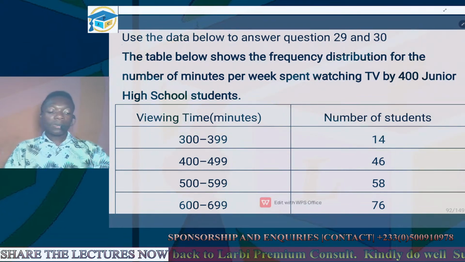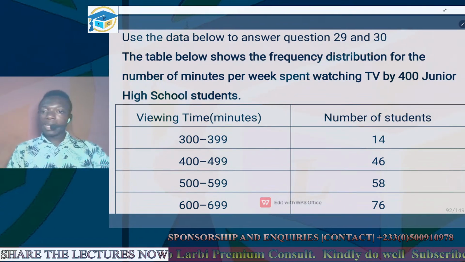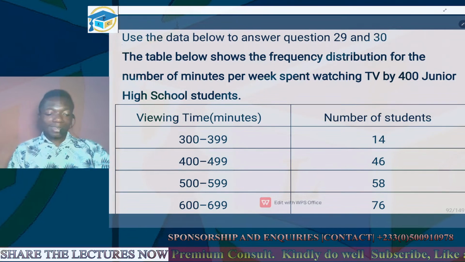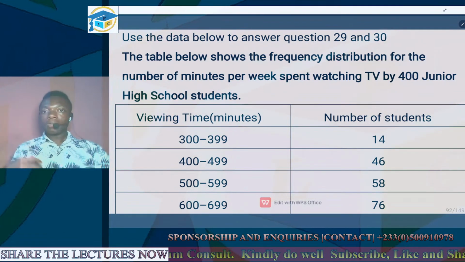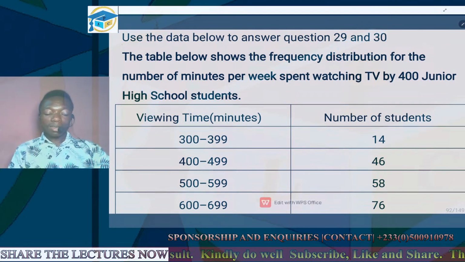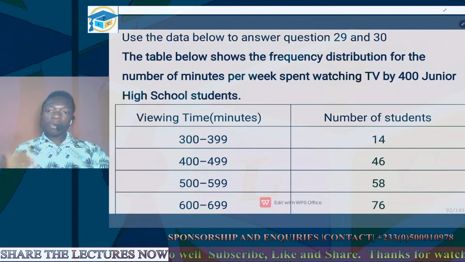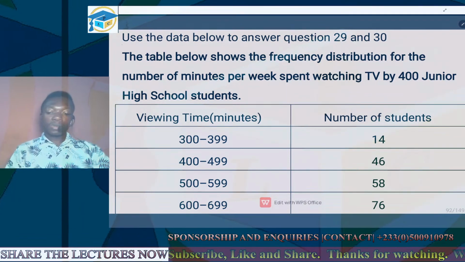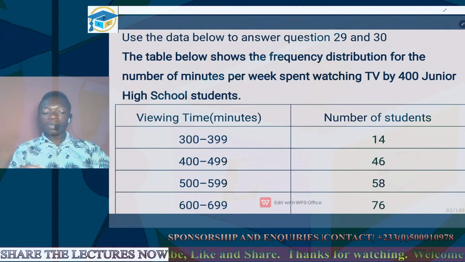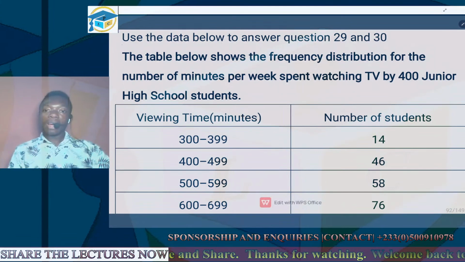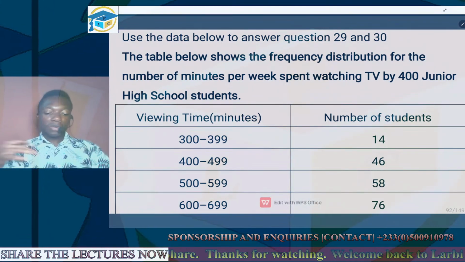Okay, so we have the viewing time in minutes and the number of students in that line. And remember, this is grouped data. So the number of minutes that they watch television and then the number of junior high school students who watch the television. So we have the viewing time and the frequency for each viewing time.